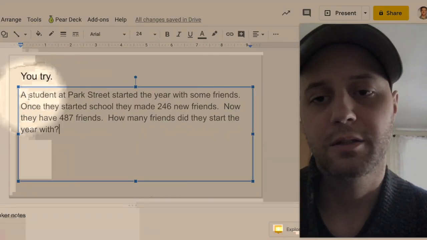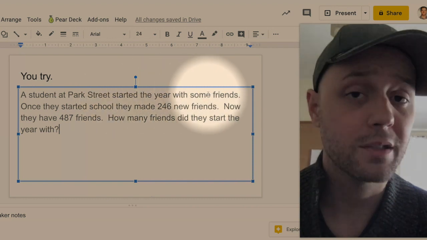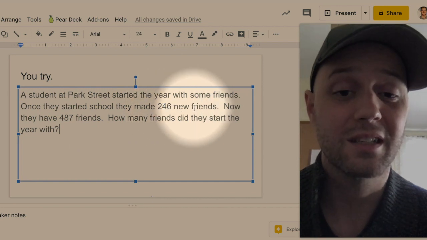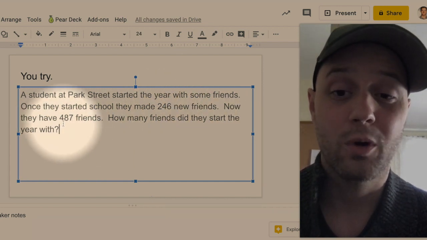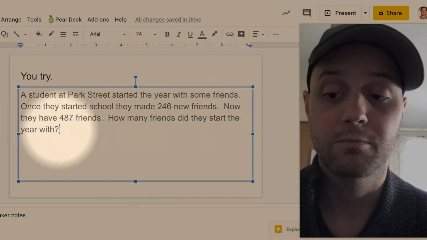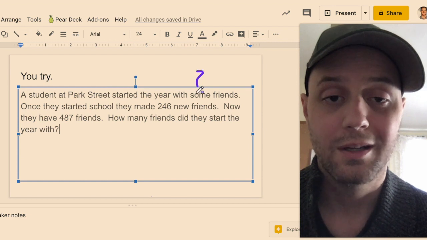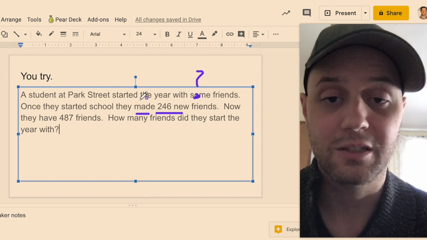Now you try. A student at Park Street, this could be you next year, started the year with some friends. Once they started school, they made 246 new friends. So next year, you're going to make a lot of new friends. Now they have 487 friends. How many friends did they start the year with? What do you think? So if we write this out, they started the year with some friends. That's unknown. We don't know how many. Once they started school, they added 246 new friends.